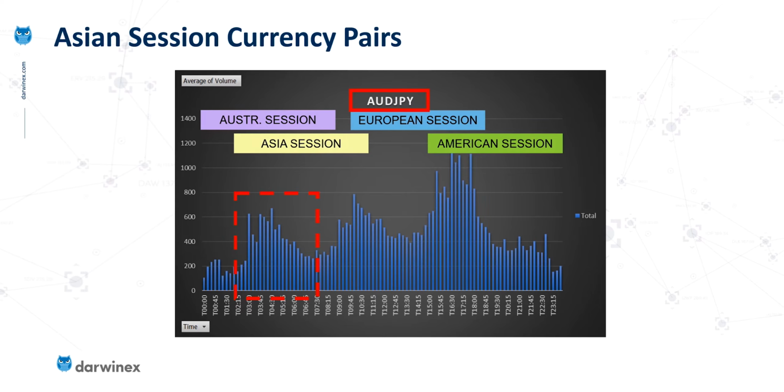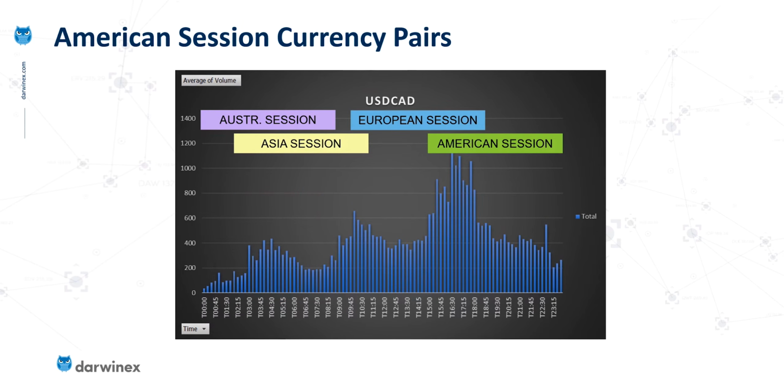Next, let's move on to two American-based currencies. So we'll look at dollar CAD. And what you'll see here is that we still get our three peaks, but here you'll notice that the American peak is almost double that of the European Open.